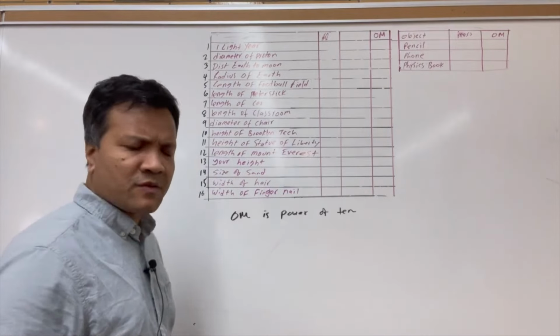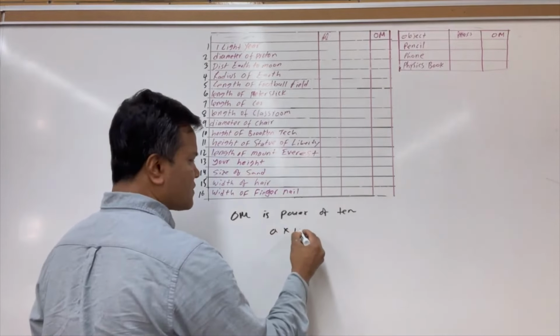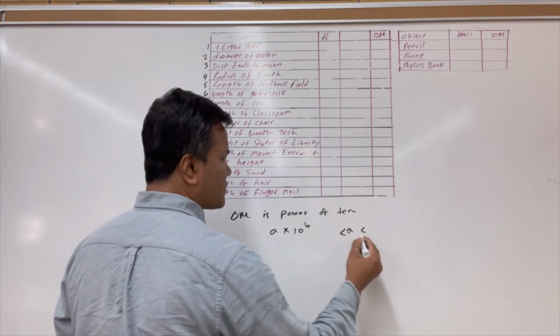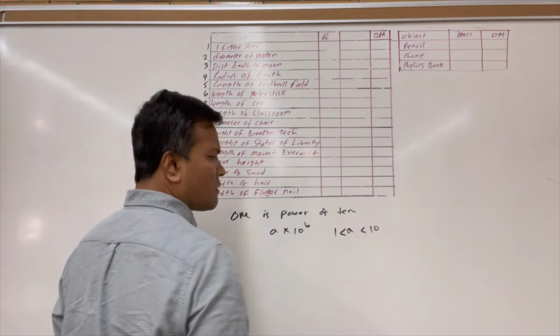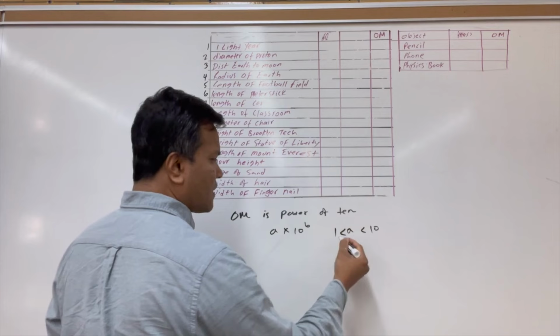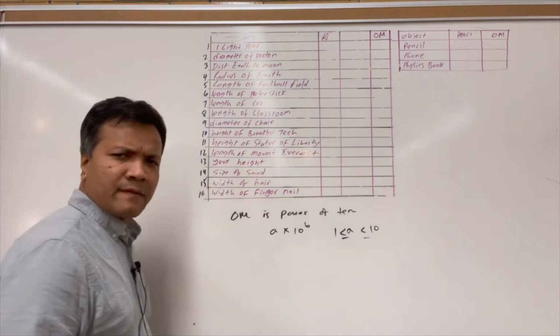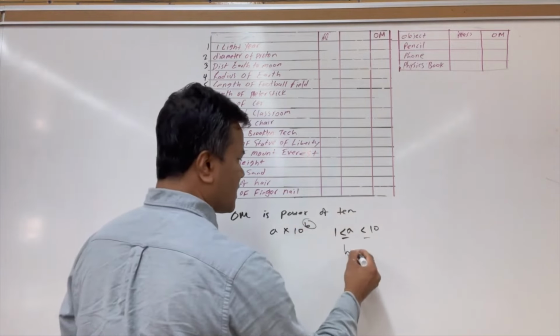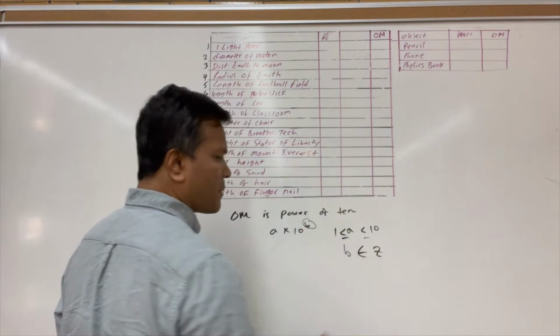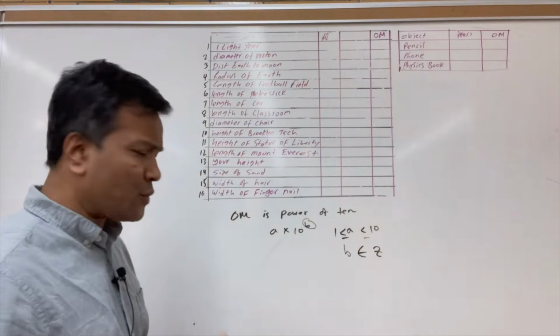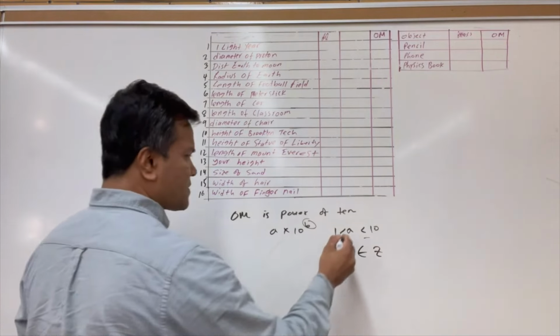Sometimes order of magnitude is a power of 10. We have to use the scientific notation, so A times 10 raised to B. A has to be between 1 and 10, so A has to be greater than or equal to 1 and less than 10. And B has to be a whole number, be it positive or negative. Okay.